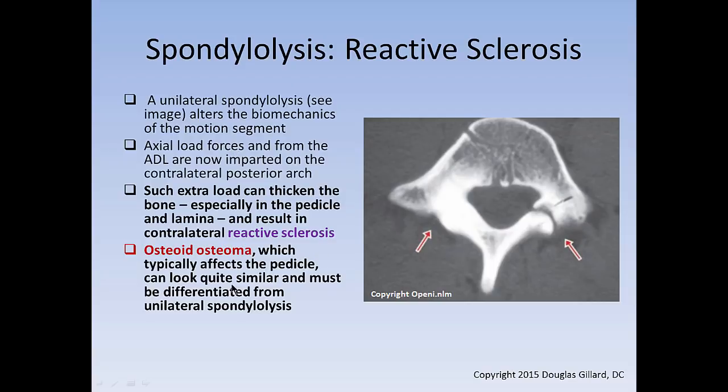Let's see, I think I got all that. You have to watch out. They do look like an osteoid osteoma or an osteoblastoma. Sometimes you can't tell the two apart, which typically affects the pedicle. So you have to be careful with those.